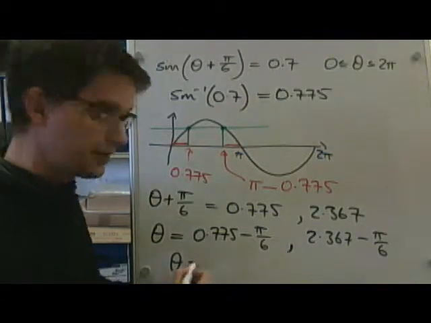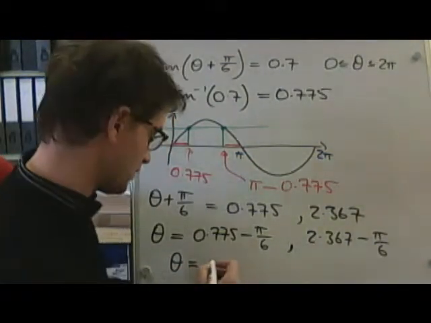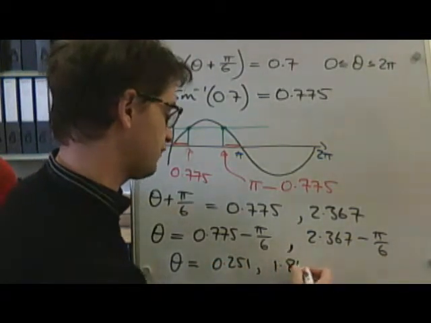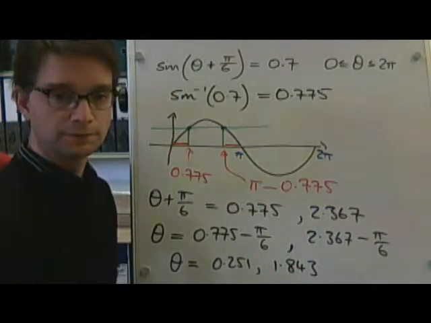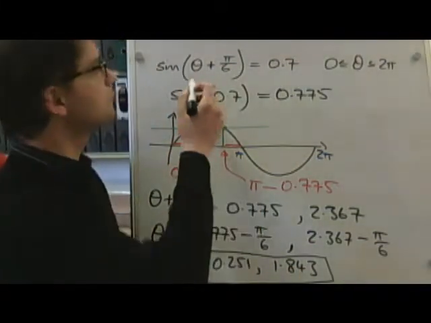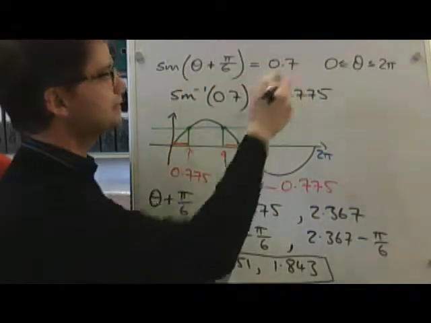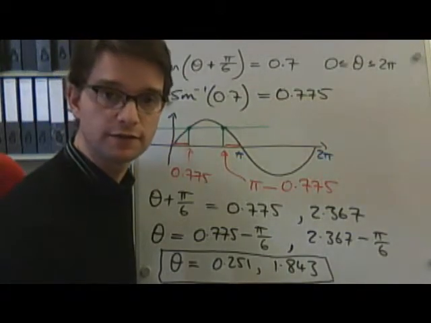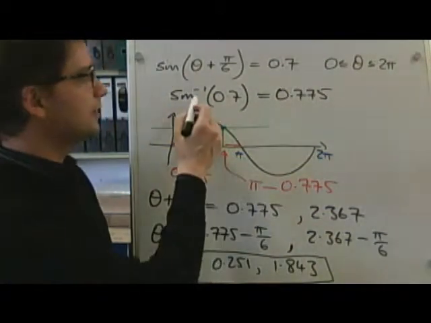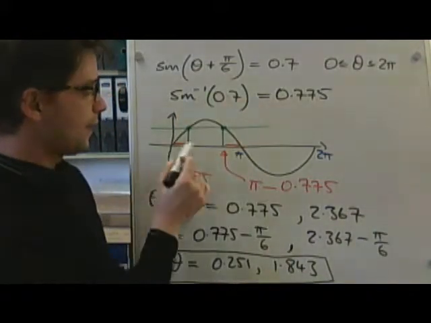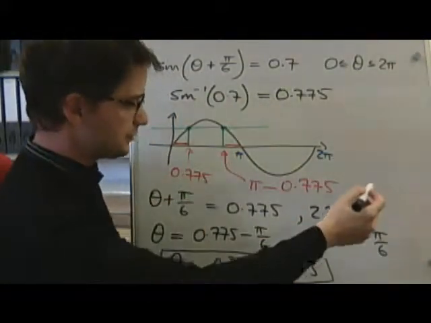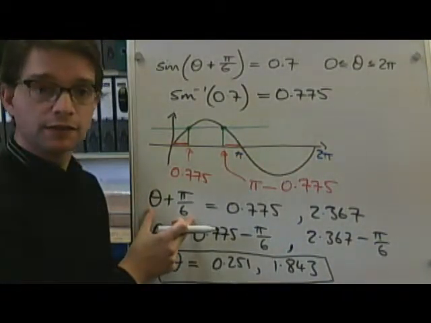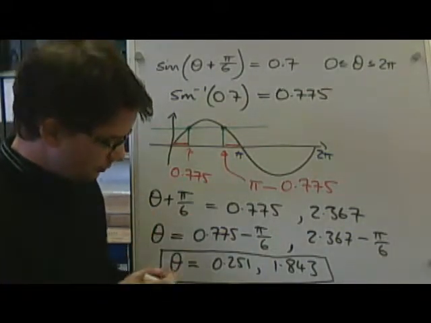Again, the calculator can help us out and do those for us, and we'll end up, I think, with 0.251 and 1.843. So we've got sine of theta plus pi by 6 equals 0.7 when theta equals 0.251 or 1.843 radians. The process is the same. Inverse sine to find an initial value, symmetry of the curve to find lots of values, and then those are lots of values of theta plus pi by 6. And we use that little equation to find the values of theta.